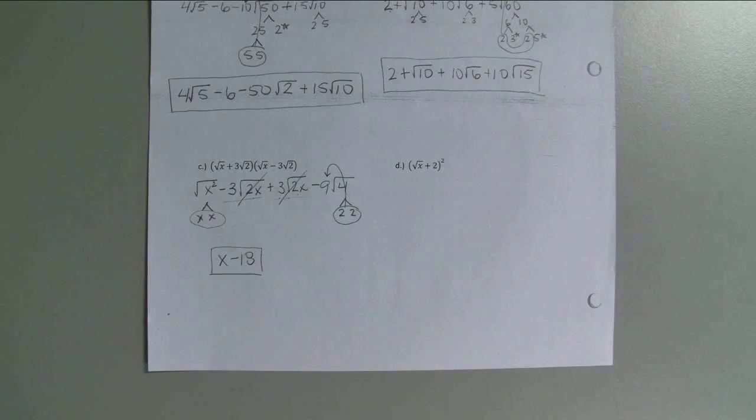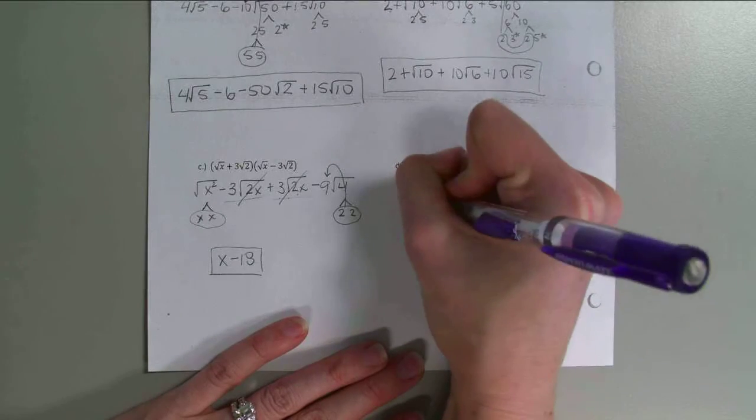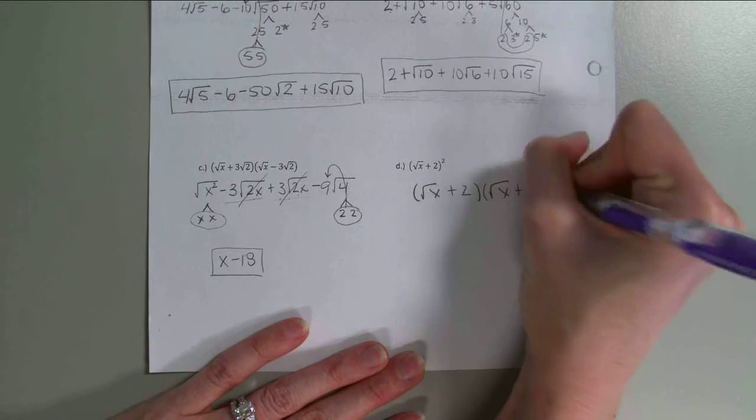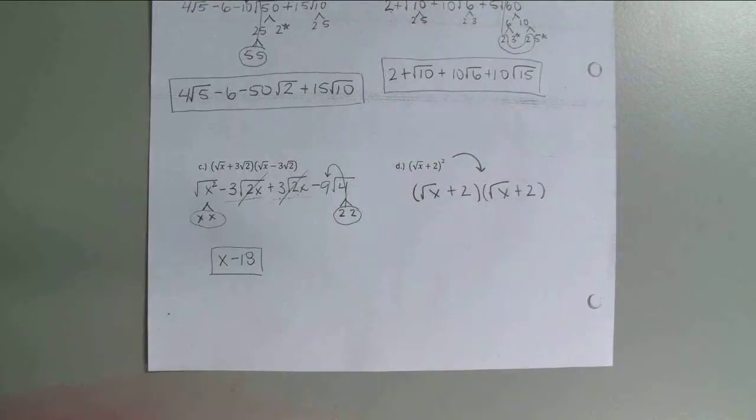It's just rewritten, not like the original. What does anything squared mean? It's it times itself, right? So this is the square root of x plus 2 times the square root of x plus 2. So when you have it squared, you don't just square the square root and square the 2. You have to square the whole thing. This one's really nice because things clean up or at least combine, okay?